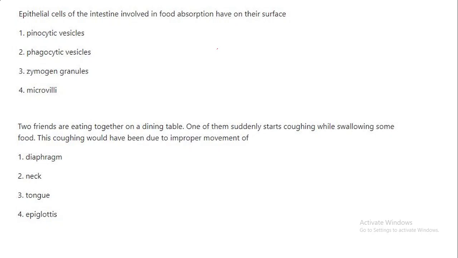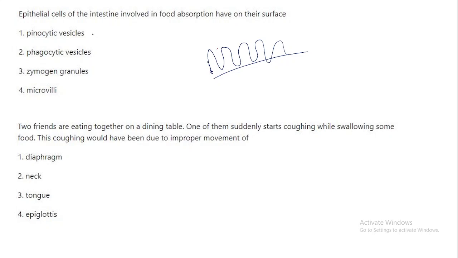They are saying epithelial cells of the intestine that are involved in food absorption have on their surface. Epithelial cells are the border cells of the intestine, the cells of the villi. On their surface, what do they have that helps in the absorption of food?